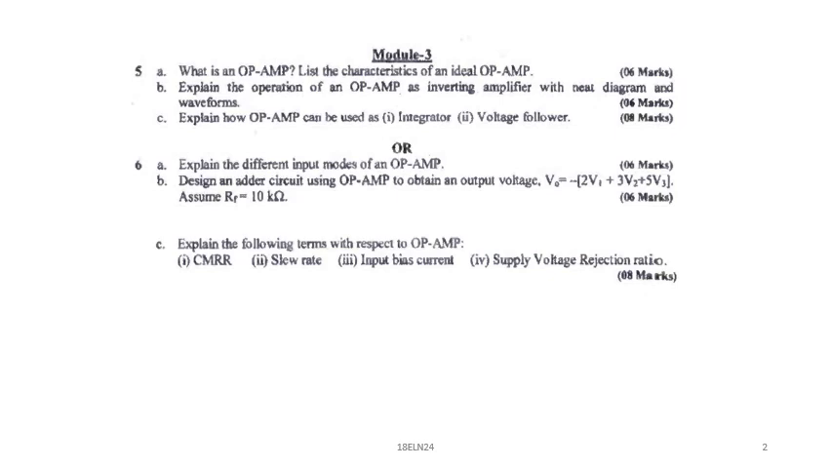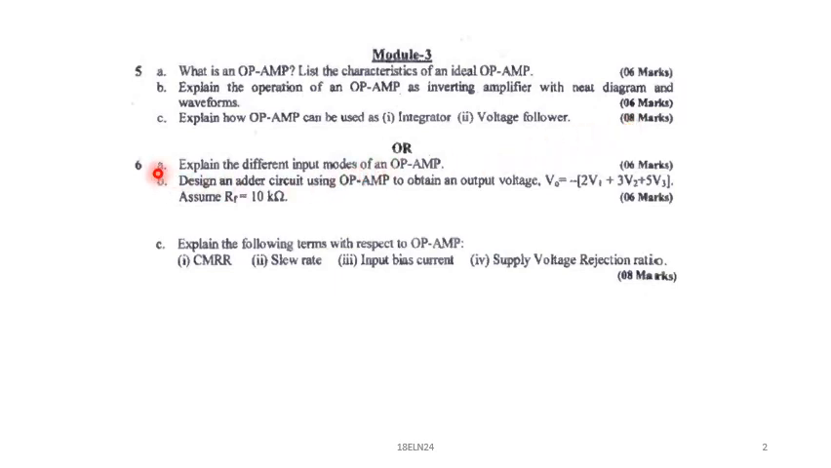The Module 5 question: what is an op-amp? List the characteristics of an ideal op-amp. This is asked for 6 marks here. 5b, explain the operation of an op-amp as an inverting amplifier with neat diagram and waveforms. This is asked for 6 marks. The third one, explain how an op-amp can be used as integrator and voltage follower. That's for 8 marks.